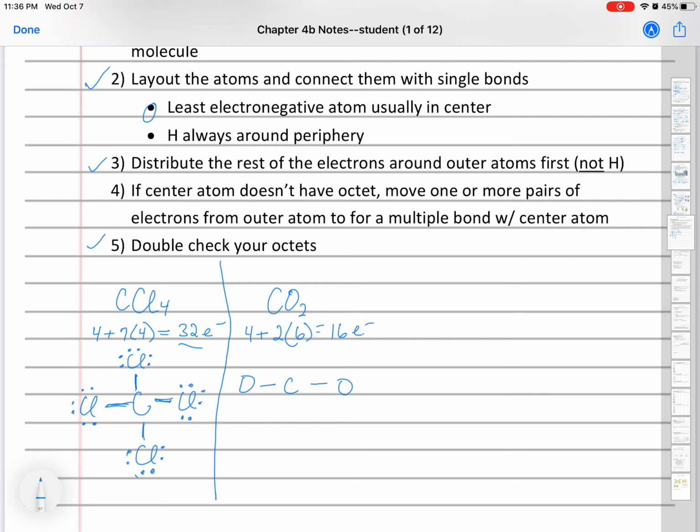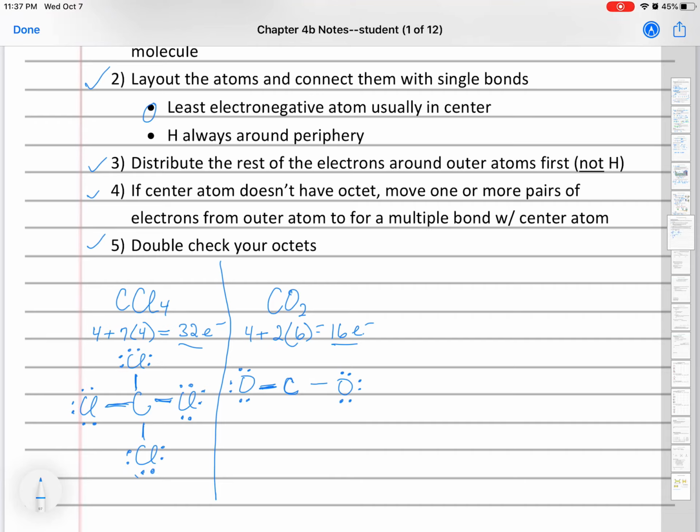Cool, so we've used 4 electrons in those bonds. And now we need to go to step 3, distribute the rest of the electrons around the outer atoms first. All right, so we've got 2, 4, 6, 8, 10, 12, 14, 16. Okay, so now I have all 16 electrons accounted for. Now I need to see if the center atom has an octet. Carbon here does not have an octet.